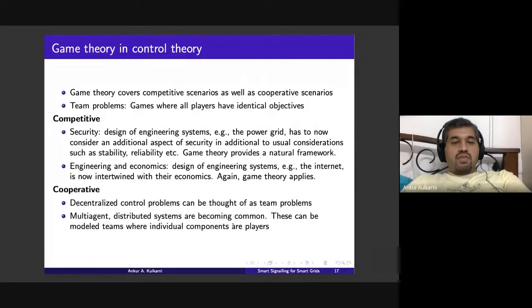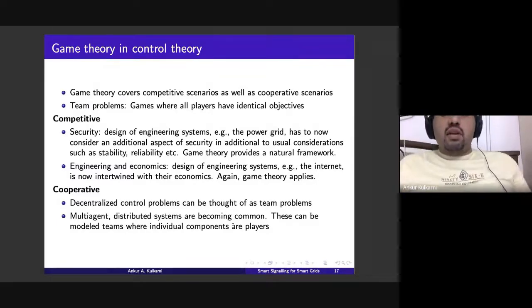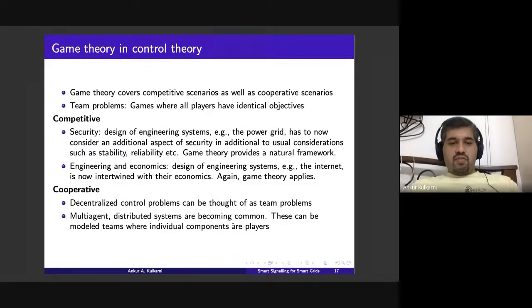In the competitive setting, control theory today has also had to look at problems that involve the design of engineering systems like the power grid, which have an additional aspect of security in addition to the usual considerations like stability, reliability, etc. Game theory therefore provides a natural framework for doing this. In cooperative settings, many decentralized control problems can be thought of as team problems. Multi-agent distributed systems can be thought of as team problems, where the individual components are players.